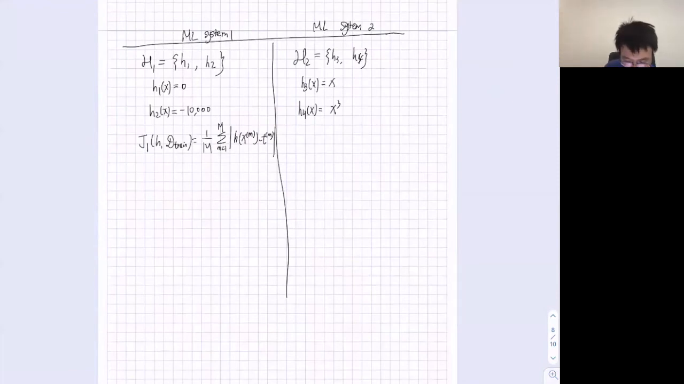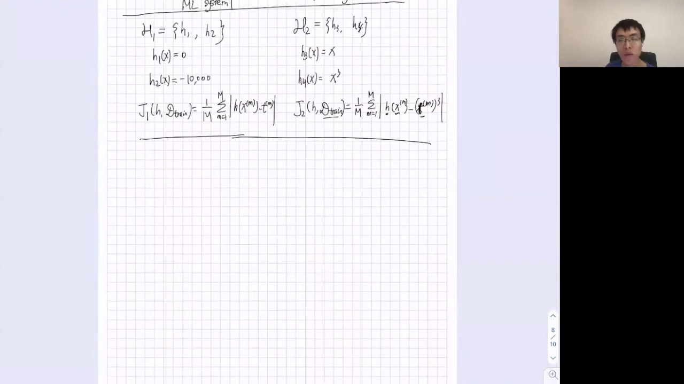And my second machine learning system, I do something like this. Okay, is that a function? Yes, it's a function of my H. H is here. It's also a function of my training set. So these are my machine learning systems, and I define the machine learning system in advance.